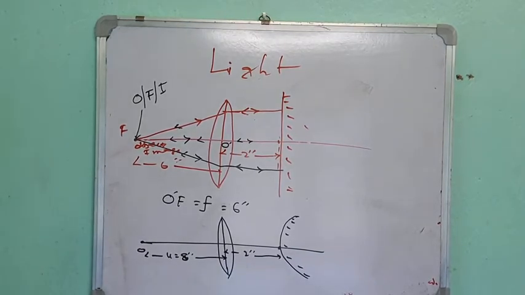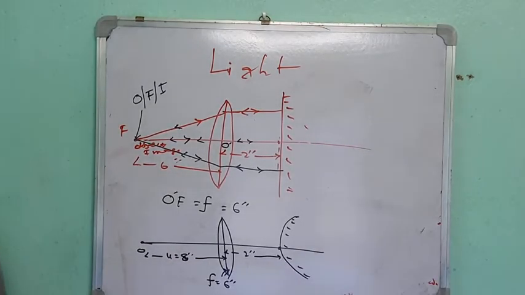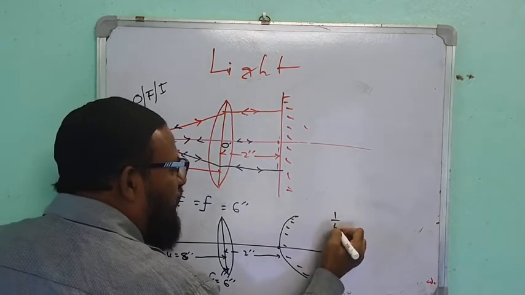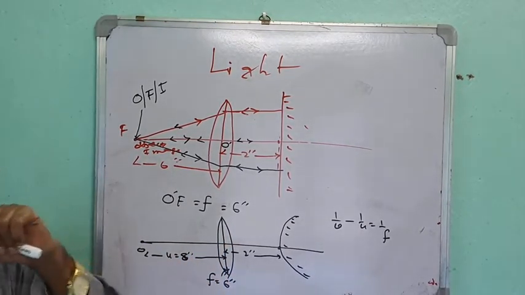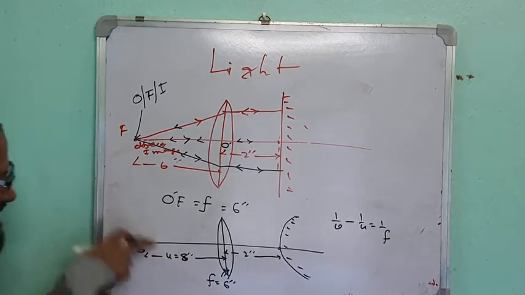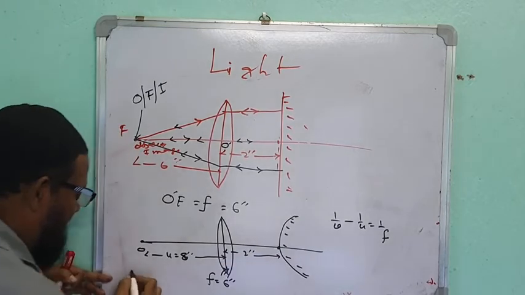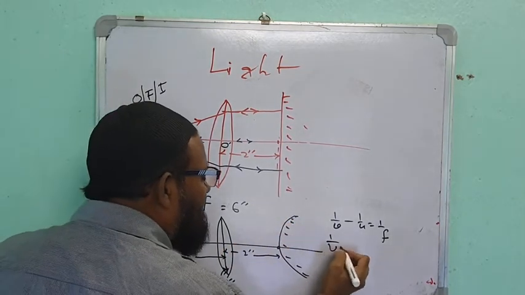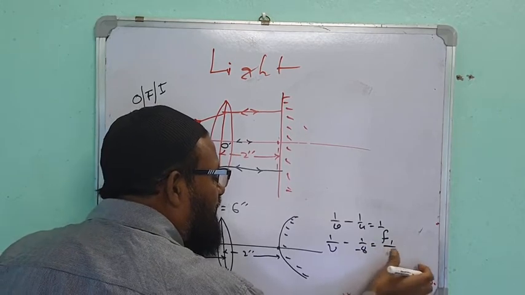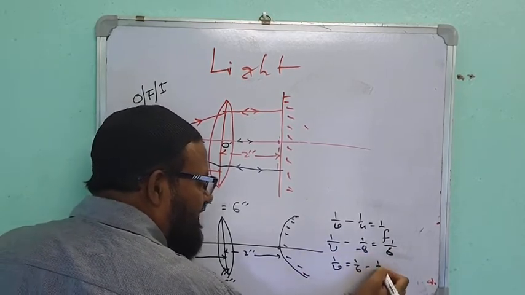Now, our duty: we have to draw a figure, but we have to do calculation first. In this case, F is known. F is 6 inch, U is 8. Now, our duty is to calculate. The formula is 1 by V minus 1 by U equals 1 by F, for lens. Can you tell me, is this U negative or positive? This is the incident ray, this is the measurement direction. Therefore, U equal to minus 8 and F equal to plus 6 are put here. This is V, this is minus 8, this is plus 6. Now from here, 1 by V equals 1 by 6 minus 1 by 8.